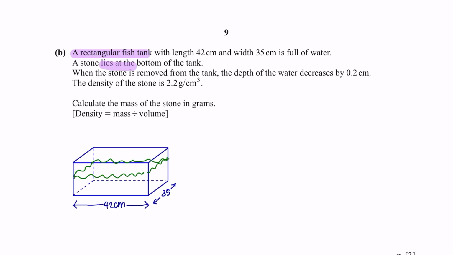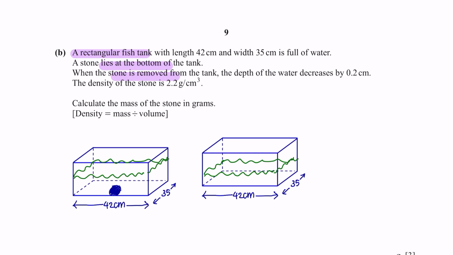A stone lies at the bottom of the tank, and when the stone is removed from the tank, the depth of the water decreases by 0.2 centimeter. So meaning that if the depth was previously 4.2, now it has become 4 centimeter. The density of the stone is 2.2 gram per centimeter cube, and we are asked to calculate the mass.